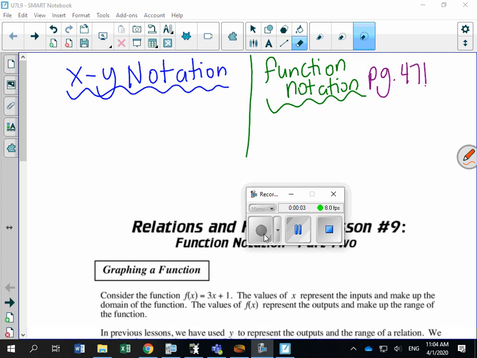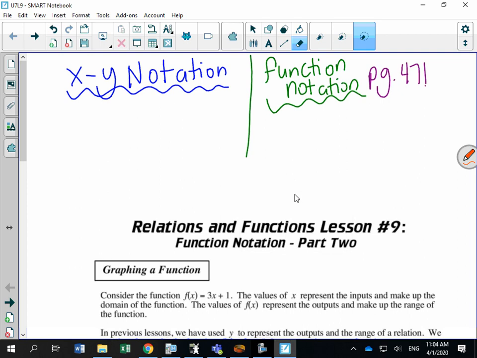Good morning, Math 10s. So we're moving on to lesson 9 of your student workbook on page 471. This is going to be our last lesson on function notation. The good thing about this lesson is, for the most part, it's going to be a review of lesson 8. I'm going to introduce graphing though.